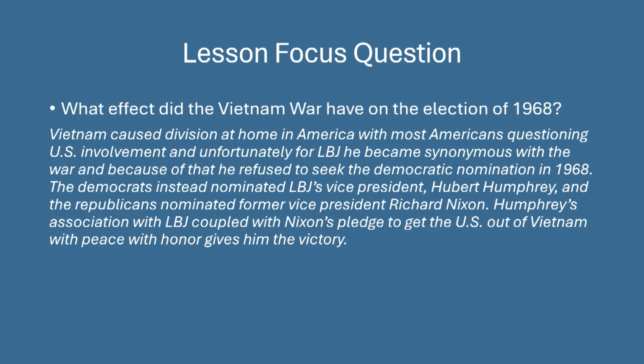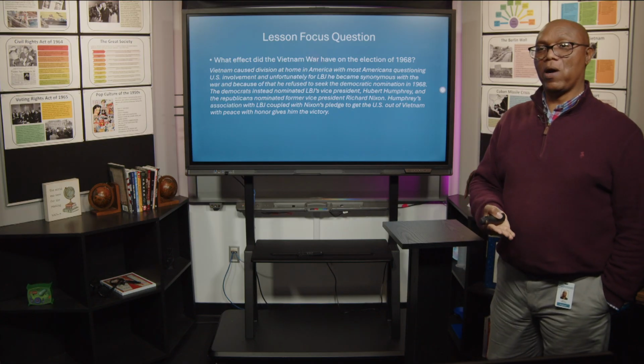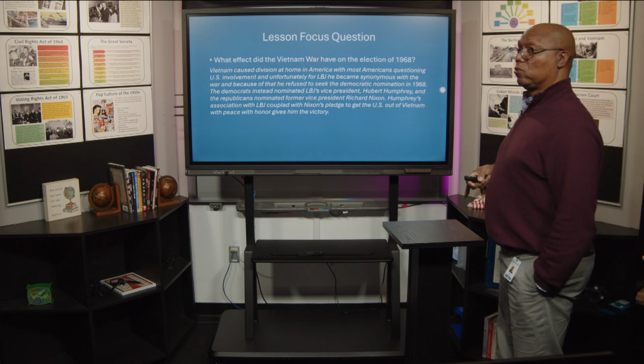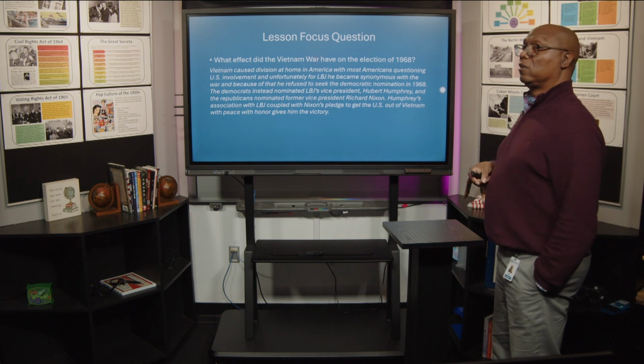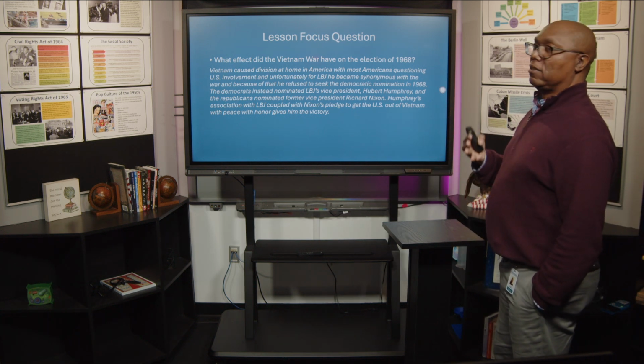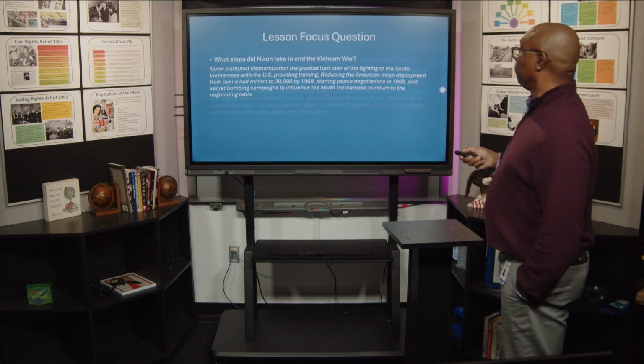Democrats instead nominate LBJ's vice president, Hubert Humphrey, who becomes one of only two Democratic candidates in the last 60 years that didn't have to go through the primary process: Hubert Humphrey in '68 and Kamala Harris in 2024. And a lot of people would argue that's one of the biggest reasons why he wasn't successful, and one of the reasons why some would think that she wasn't successful, because they didn't take the traditional route to the nomination.